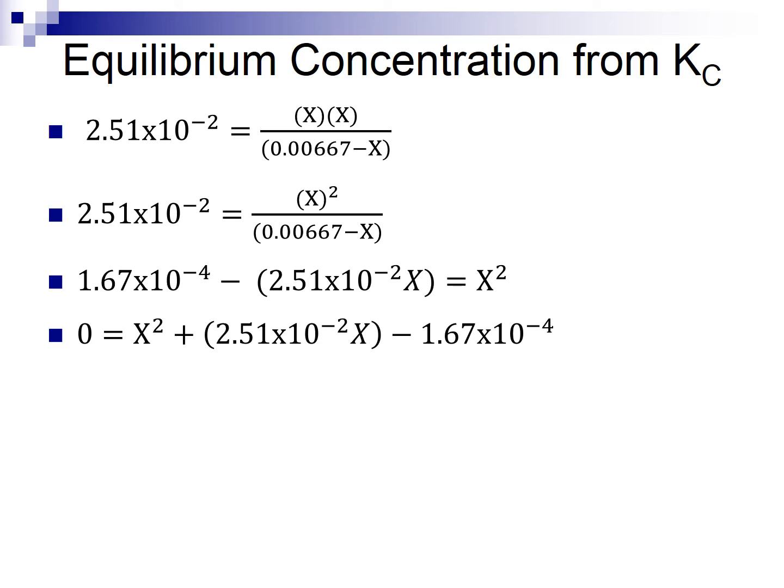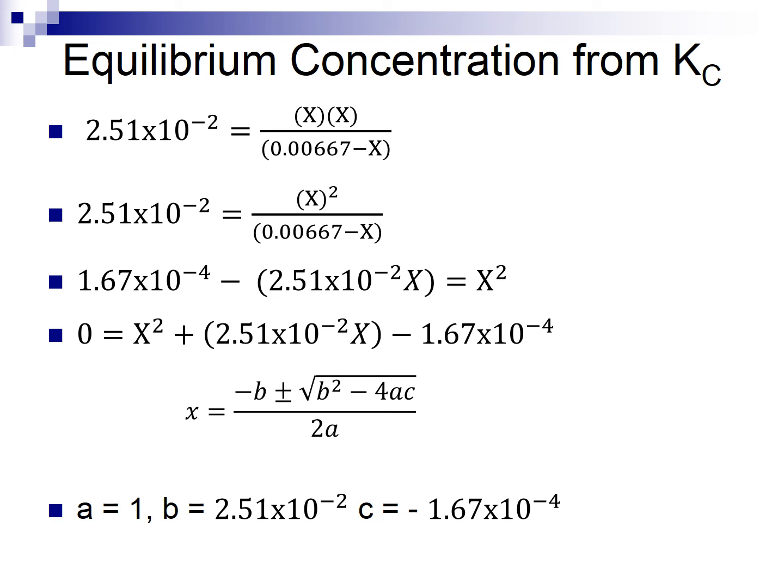This becomes now a quadratic equation, and as you can probably guess, we can solve for the value of x using our quadratic formula. So the quadratic formula, if you don't remember from mathematics and algebra, is that the value of x is equal to the opposite of what we call b plus or minus the square root of b squared minus 4ac over 2a.